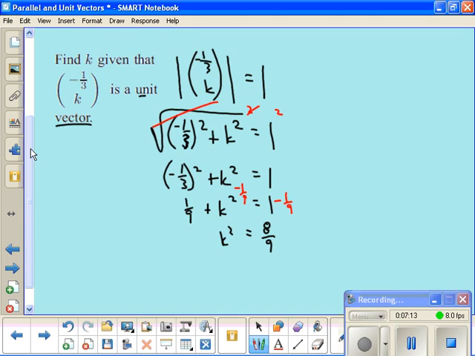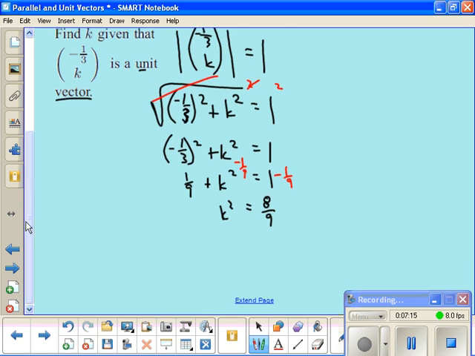And now I square root that. So k is the square root of 8 over 3, or 2 square roots of 2 over 3 if you want to rewrite it in radical form. You could go the square root of 8/9, which is all the same thing. Okay.